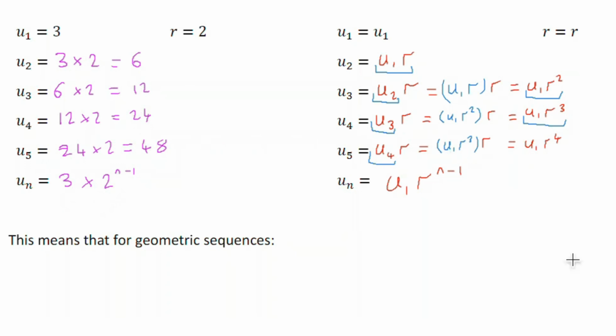So in general, we have, for any geometric sequence, un is equal to u1 times r to the n minus 1. And you're given that result in the formula booklet, so you don't need to memorize it, but you do need to know how to use it, which we will see in the next few examples.